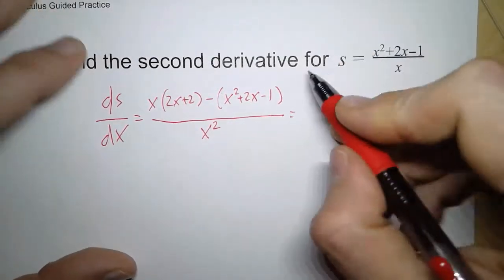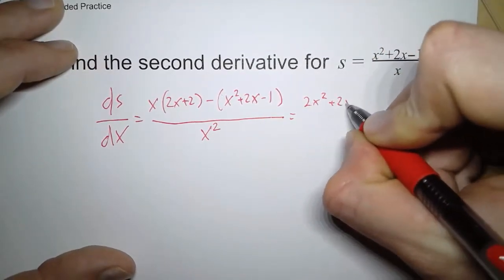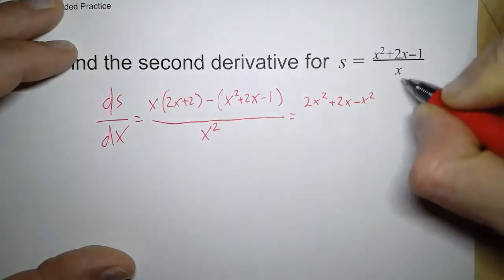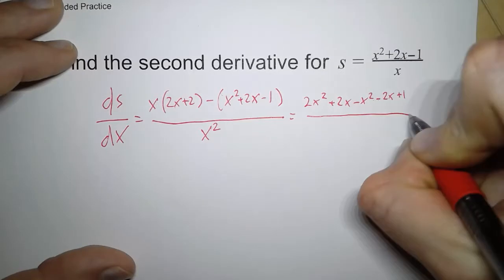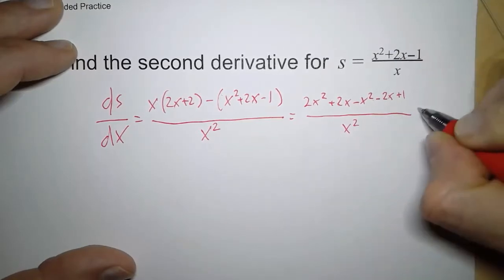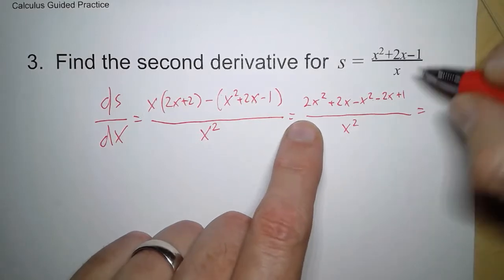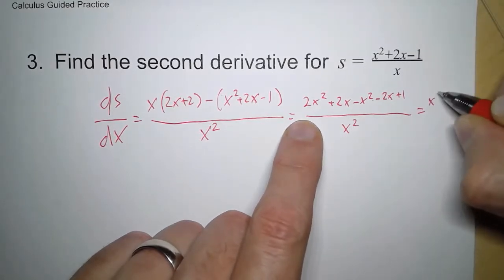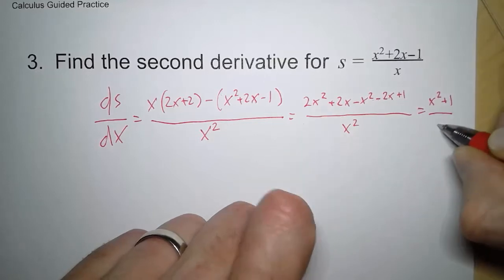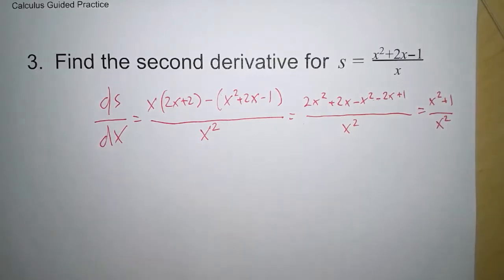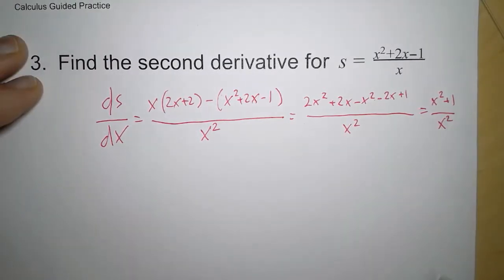So in the top we have 2x squared plus 2x minus x squared minus 2x plus 1, all over x squared. And that simplifies to, well, the x squareds leave us with just x squared. The 2x's cancel out, plus 1, all over x squared. So now that this is as simple as we can write it, now we'll find the second derivative.